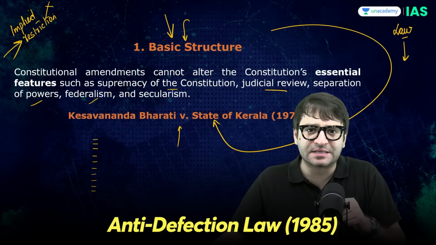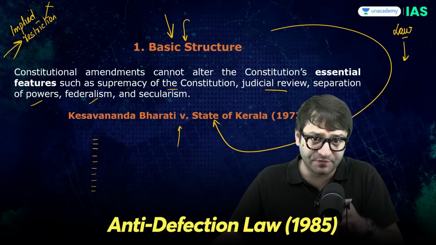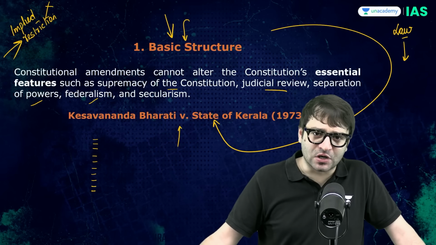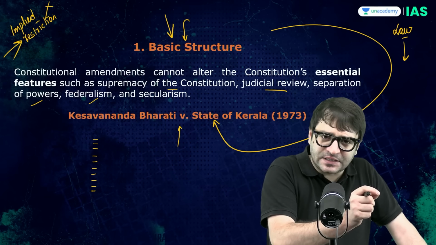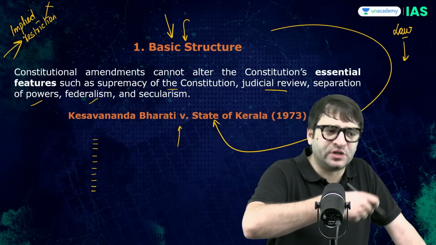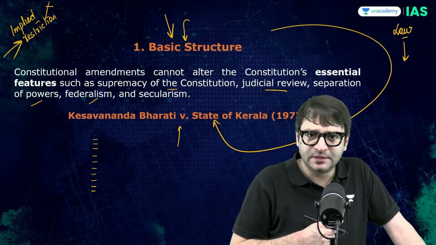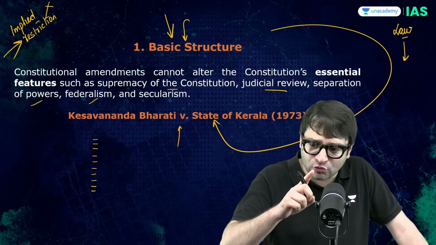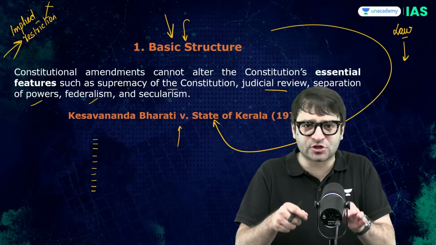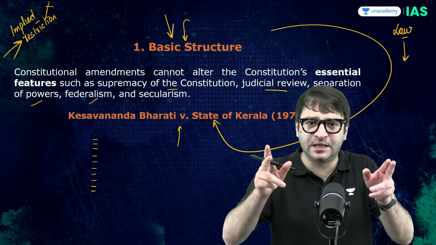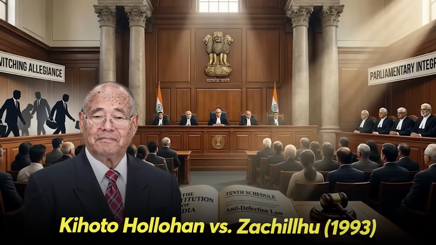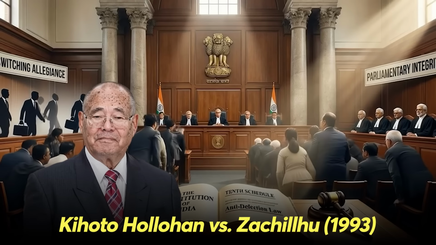Anti-defection law was passed in the year 1985, 52nd Constitutional Amendment Act. This law says a defector can be disqualified by the speaker. Someone who defects to another political party will be disqualified. Who will disqualify? The speaker. And the Constitution says the decision of the speaker shall be final and binding. Matter went to the court. Kihoto Hollohan versus Zachillhu, 1993.